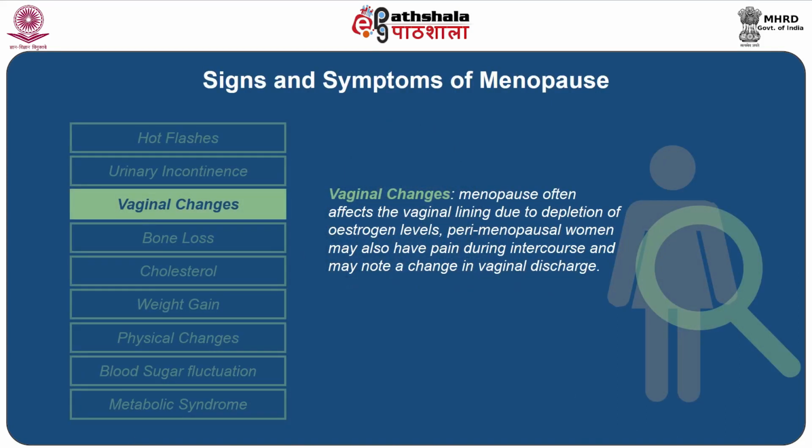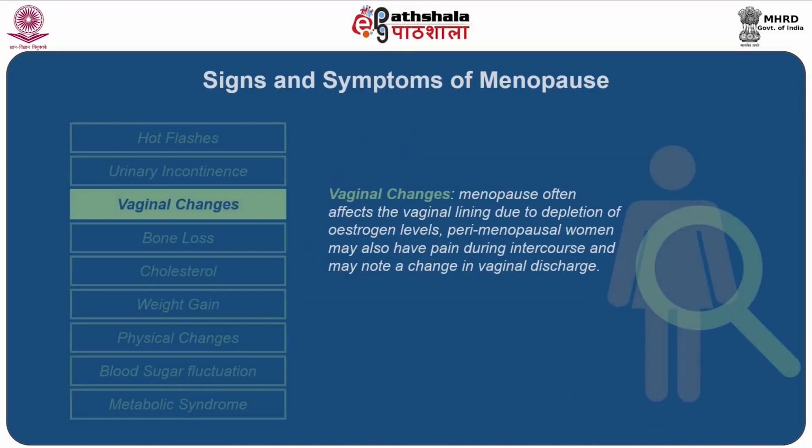Some vaginal changes occur during menopause, which often affect the vaginal lining due to the depletion of estrogen levels. Many menopausal women undergo vaginal changes, which lead to thinning of the vaginal lining due to depletion in estrogen levels, and perimenopausal women may also have pain during intercourse and may note a change in the vaginal discharge.